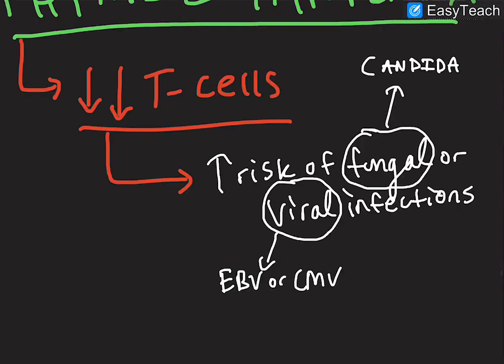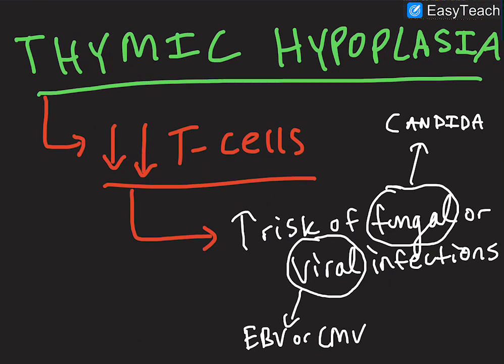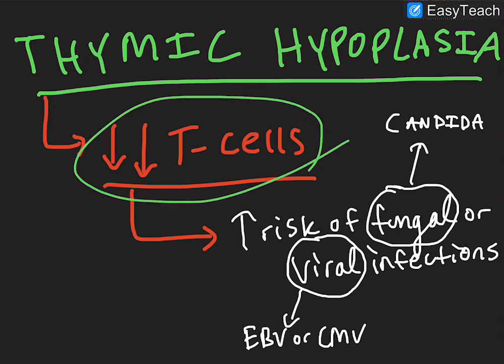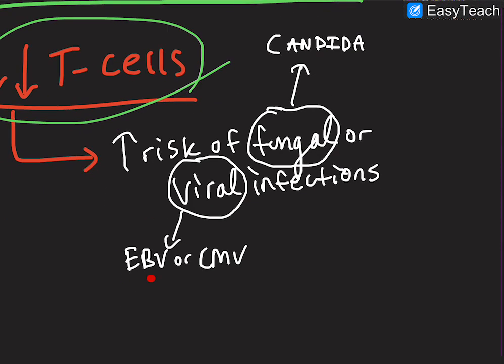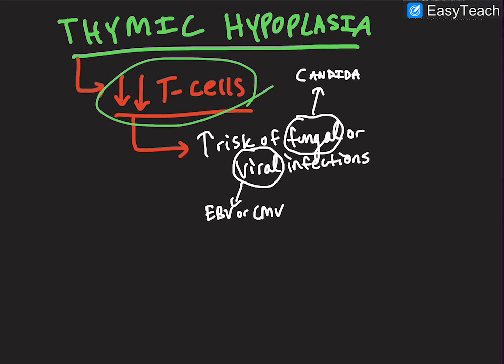Okay, so let's see what we have next. So this is just a review, right? If you have thymic hypoplasia, you won't have functional T cells, so you'll have decreased T cells, right? Because that's where your T cells mature. And if you have decreased T cells, we know that puts you at an increased risk of fungal infections like Candida and viral infections, some examples being Epstein-Barr virus and cytomegalovirus. Okay, so that's important to know for thymic hypoplasia and what that can lead to.